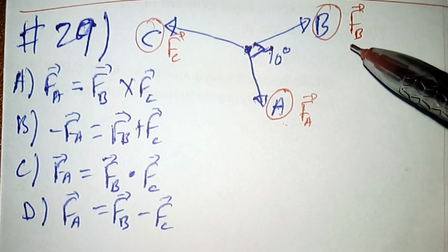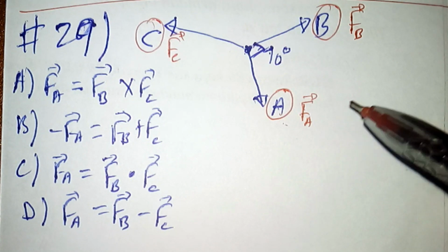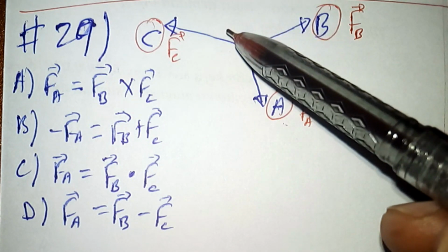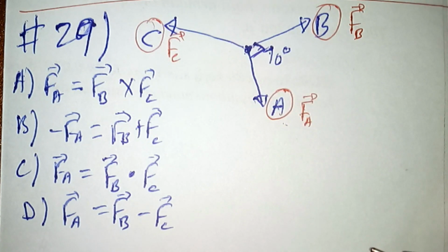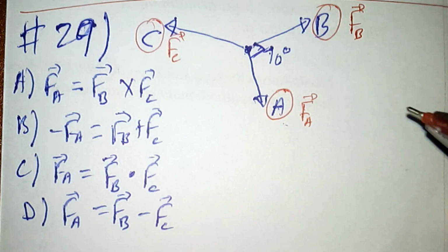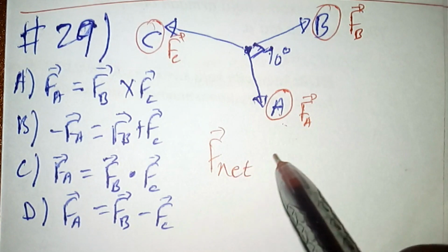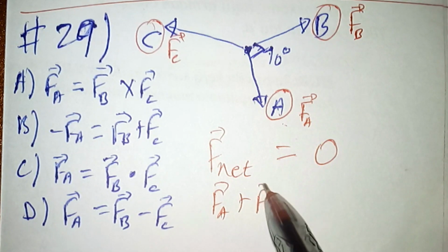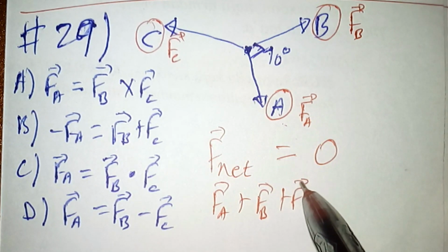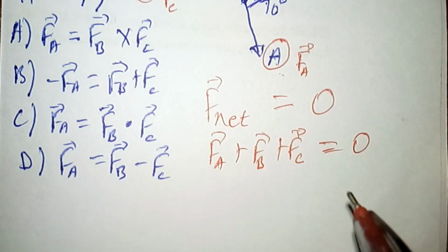Three students, Abrahat, Baruch, and Chalto, are pulling a box with forces: the force of Abrahat is Fa, the force of Baruch is Fb, and the force of Chalto is Fc. If the box is in equilibrium, which one of the following is the possible equation of the three forces? The box is in equilibrium means the net force acting on the box is 0. That means the force of Abrahat plus the force of Baruch plus the force of Chalto acting on the box is 0.